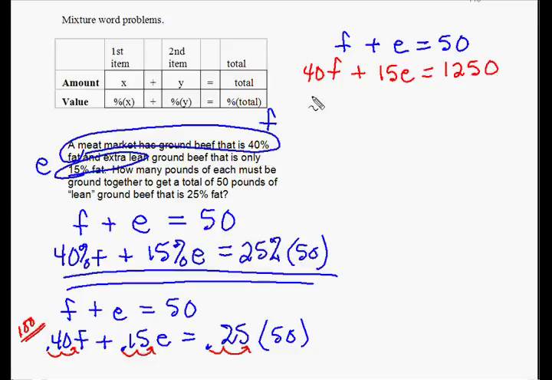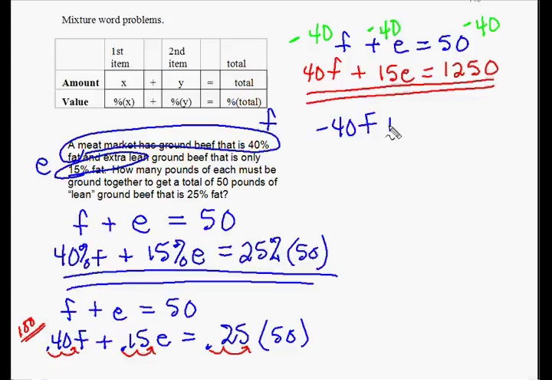Now again, I still cannot solve this equation because I have two variables, and I need to make one of them go away. I think I'll multiply this first equation by 40. In fact, I'll multiply it by a negative 40. And when I multiply both sides by 40, I get to use the distributive property and multiply each term by 40. Writing that down, I have negative 40F plus negative 40E is equal to negative 2,000.